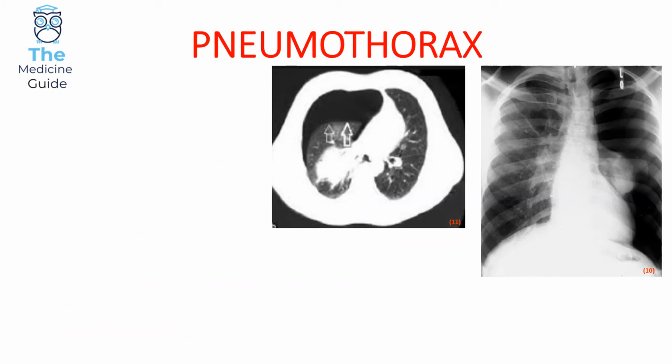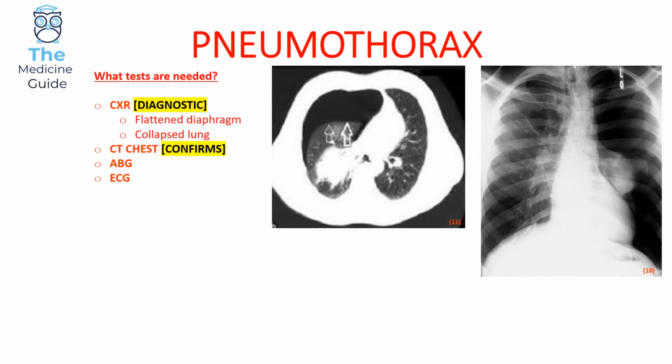Now, it's really important that you're comfortable with the investigations needed for a pneumothorax. A chest x-ray is diagnostic in a pneumothorax because it presents with a flattened diaphragm and a collapsed lung. If you have a look at the chest x-ray on the far right, you can see that the left-hand side of the patient's chest appears blacker, more darker, and that signifies that there's more air present in the chest. That's the side affected by the pneumothorax.